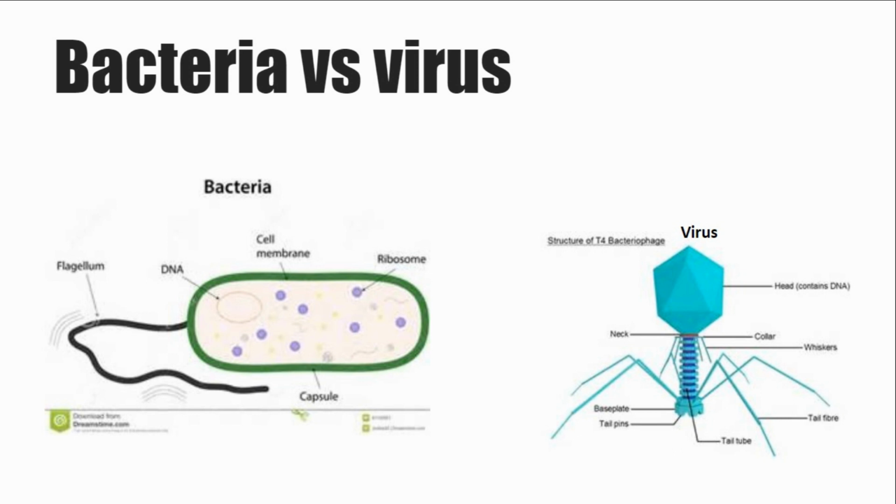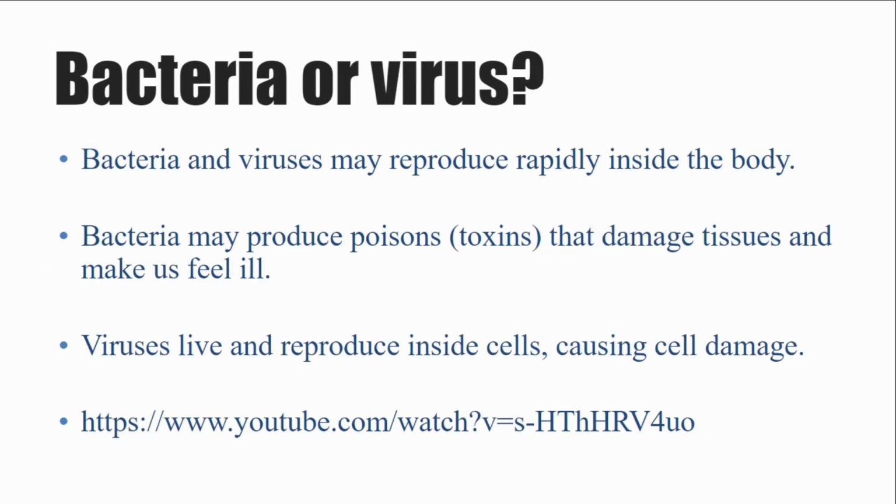Here are diagrams of a bacterium and a virus. Viruses are essentially just a DNA or RNA sequence in a protein jacket. And a bacterium is a living cell. It's a unicellular organism that's not got a nucleus. It's just got DNA loose in the cytoplasm. Both bacteria and viruses can reproduce very rapidly. They can go from being only a handful to being trillions in a small amount of time.